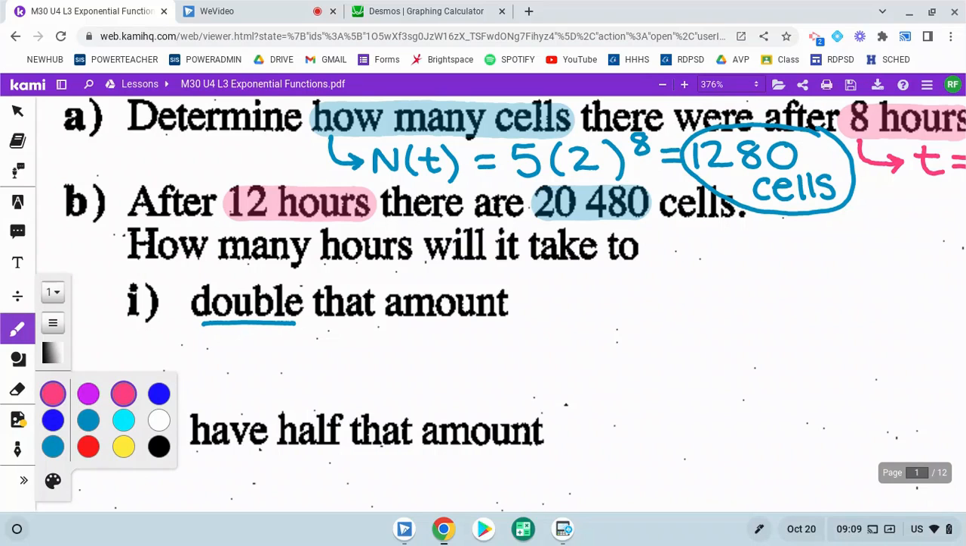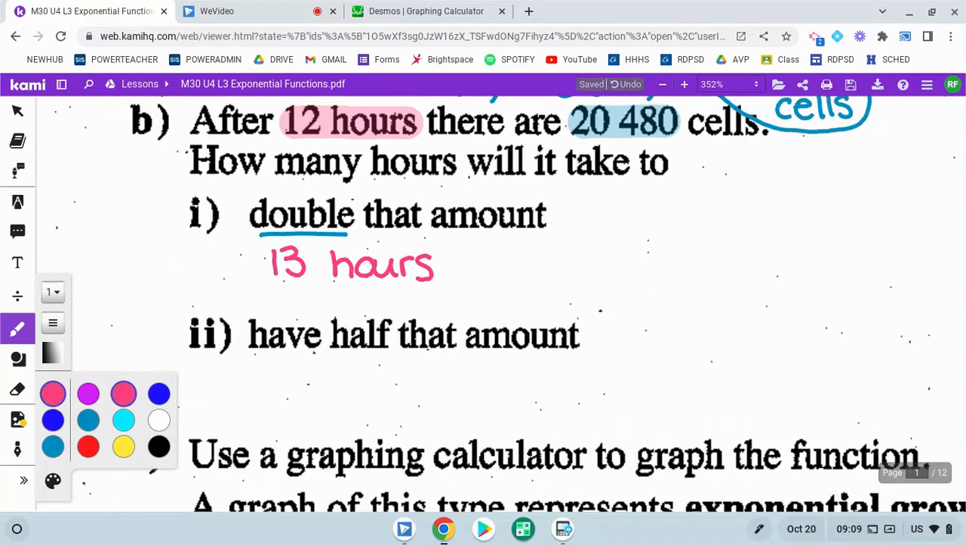So I don't need to do a calculation to answer this question. I know that every single hour, my number of cells is doubling. So if I want it to double, I just have to wait 1 more hour. They told me that number was for 12 hours. So if I wait 1 more hour, then I'm at 13.